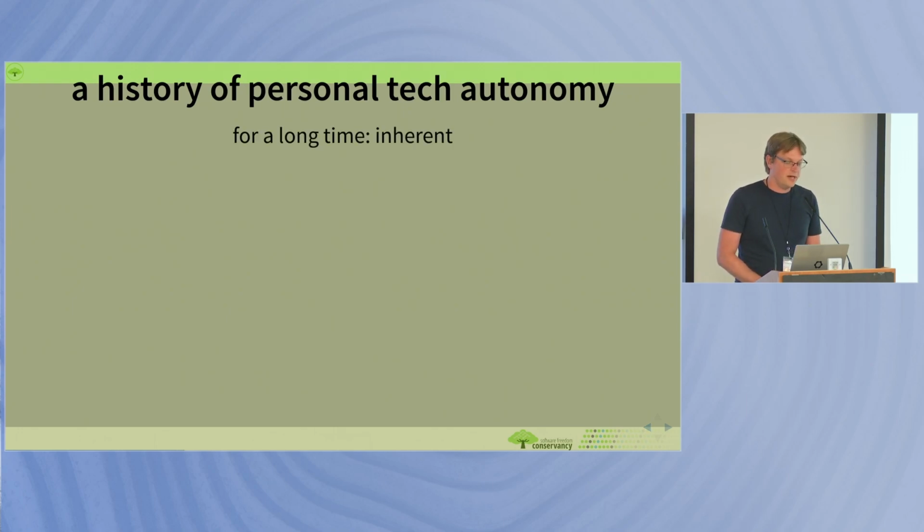So for a long time, personal technological autonomy was inherent. People didn't have especially complex technology. They had clothes, basic tools, and other things like that. And so it was relatively easy for people to repair their personal technology. And if they couldn't do it themselves, there was usually someone nearby who could, maybe a blacksmith to make you some new horseshoes or repair the ones that you had, or someone else like that to help you out. So this was the case for quite some time.